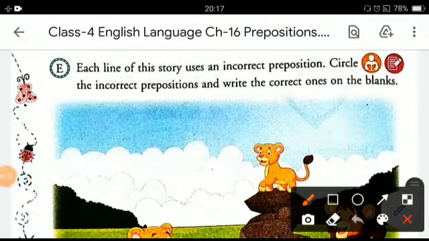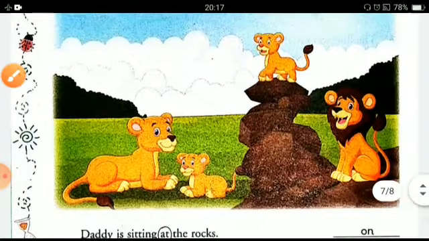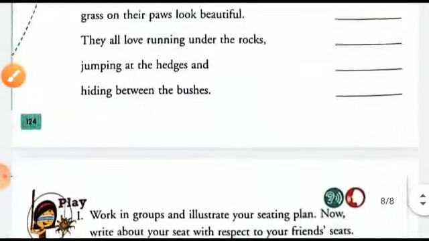And exercise E is also the same as exercise D. In this also you have to see the picture, you have to study the picture carefully, and each line of the story uses an incorrect preposition. You have to circle the incorrect prepositions, and you have to write the correct ones instead of the incorrect ones on the given blanks. So this you'll be doing on your own.